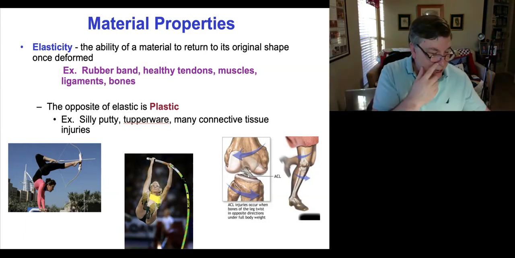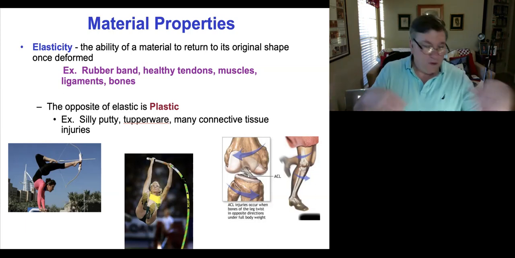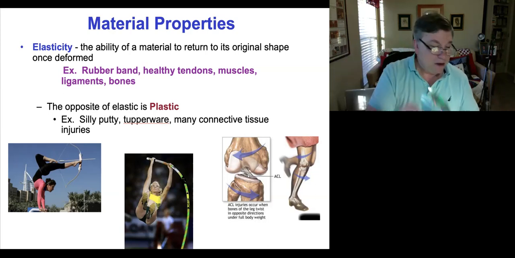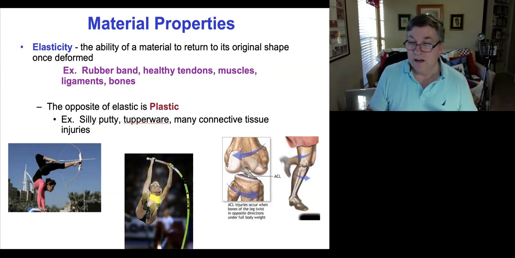Plastics are materials that once they've changed their shape or a stress is put on them, you remove the stress, they stay in some kind of gnarly shape. This happens to tendons, ligaments, bones, muscles when a person is actually injured. So that's one of the things we really want to try to avoid, those big injuries. So the opposite of elastic for a solid is plastic.